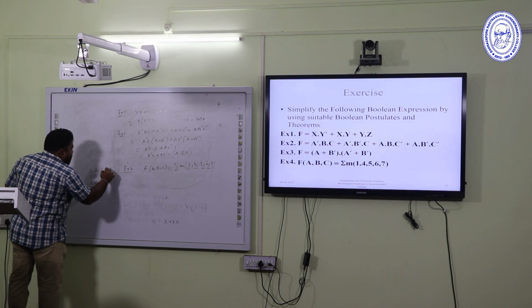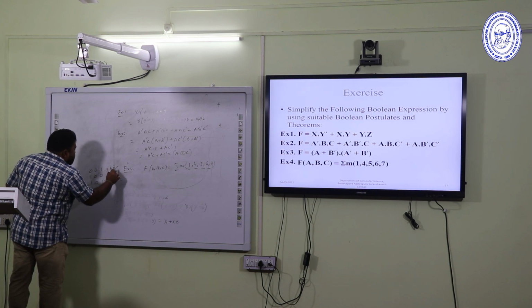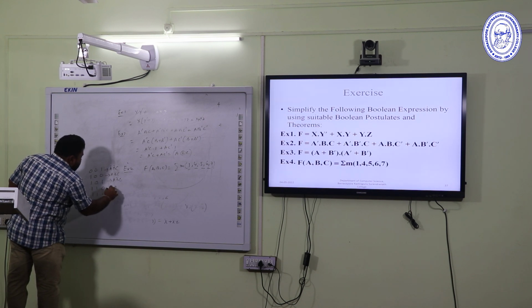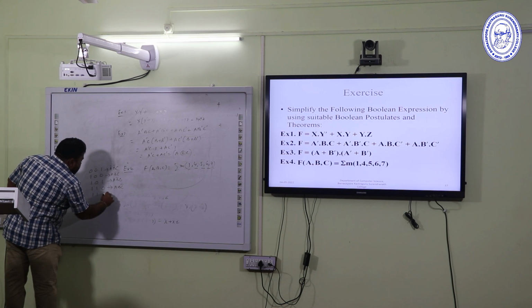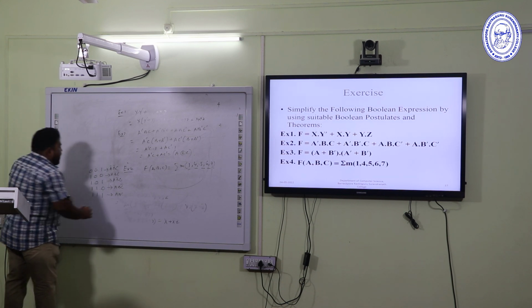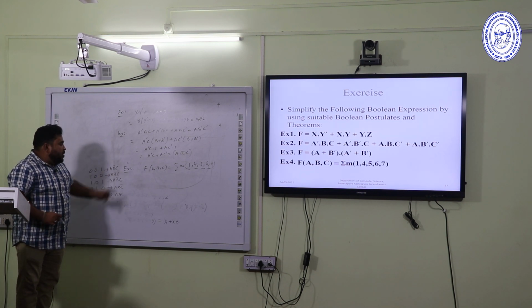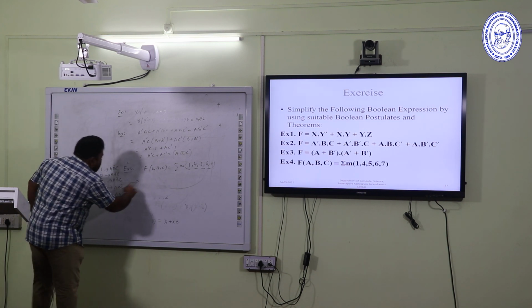That means a prime, b prime, c. That means a, b prime, c prime. That is a, b prime, c. That is a, b, c prime, that is a b c. With the help of these literals or these min terms, we can deduce the following expression.